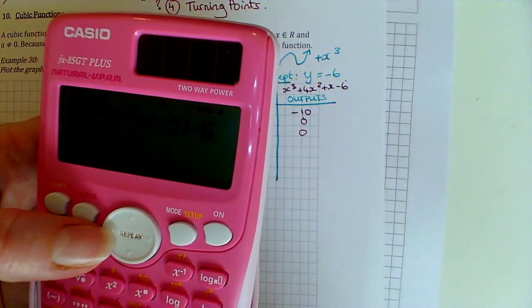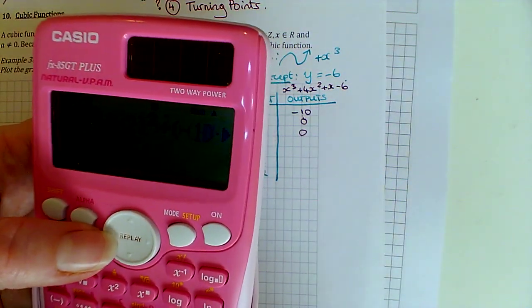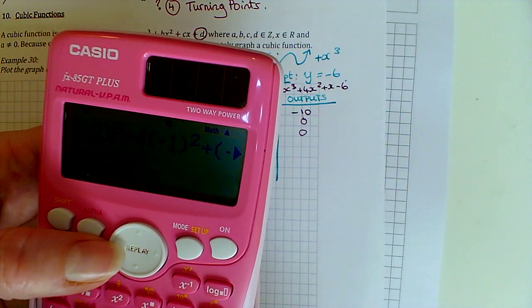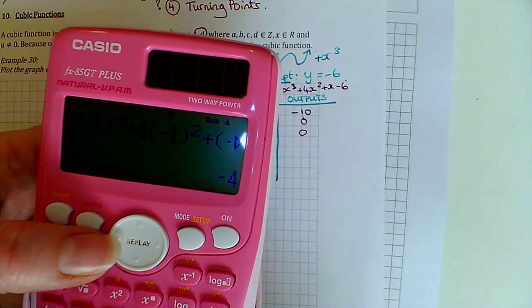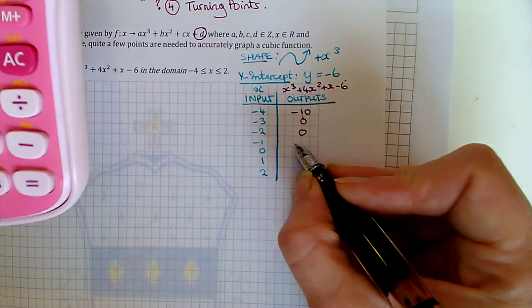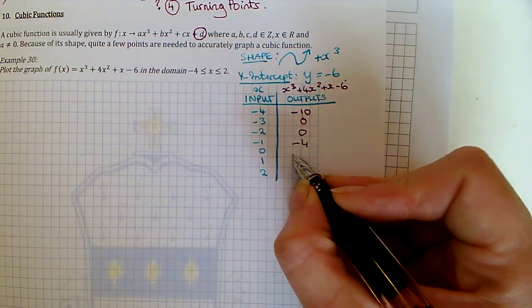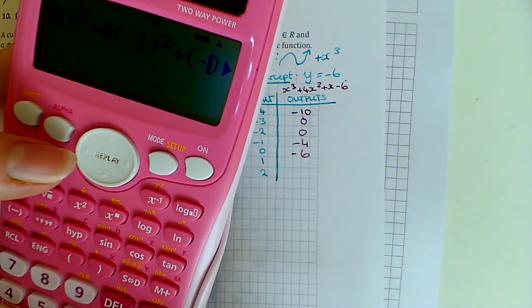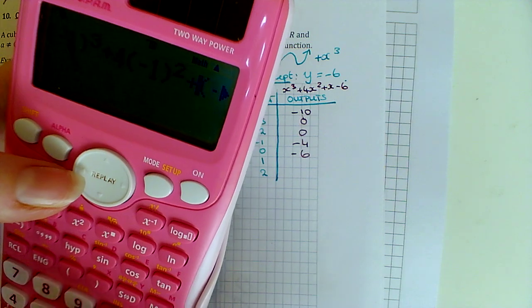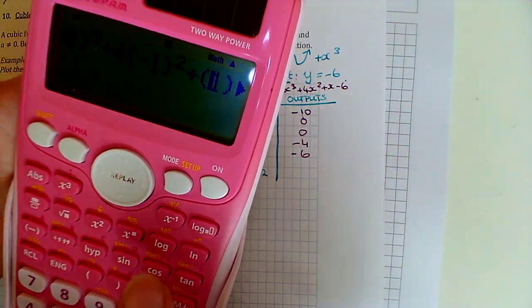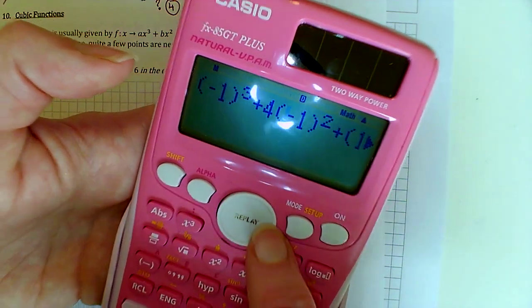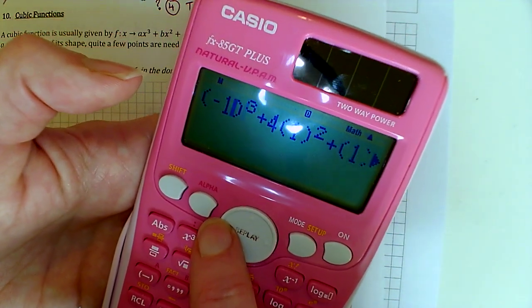Then minus 1. Negative 1, minus 1, and we get minus 4. Keep going. 0 I know is going to be minus 6, so I don't have to bother filling that in. 1. Now this time it's a plus 1, so I must remember to delete my minus sign. And this one here, delete the minus sign, we get 0.